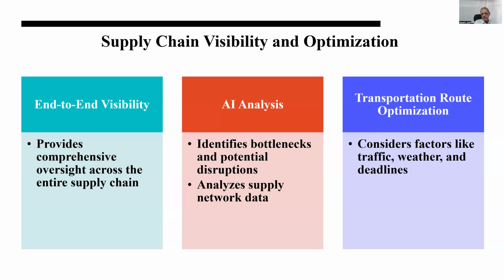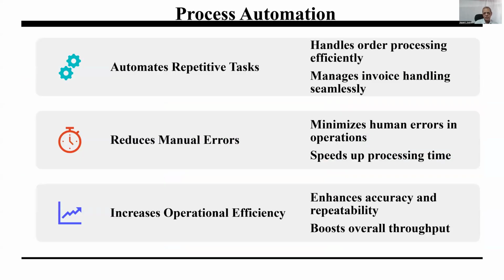And the third thing is the next phase, transportation and route optimization. Considering factors like traffic, weather, delivery deadlines and all that, it can keep tracking, along with the transportation data, process parameters like temperature, pressures, and movements which are to be maintained as per the regulatory requirement. So these are the main benefits which artificial intelligence can bring to supply chain visibility.